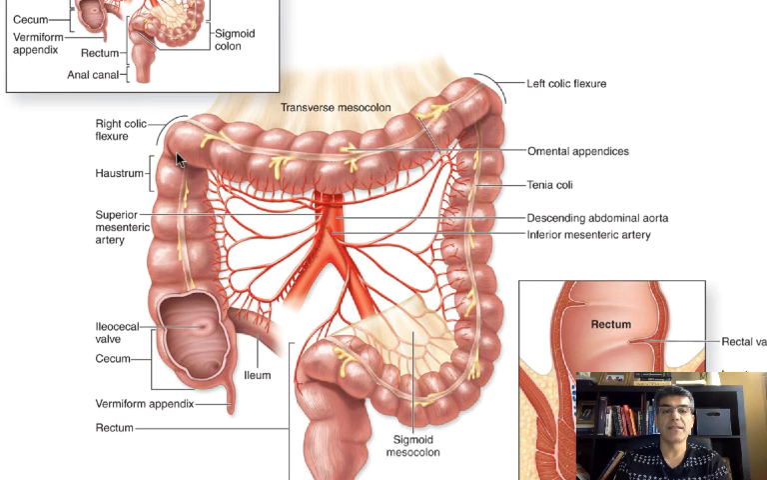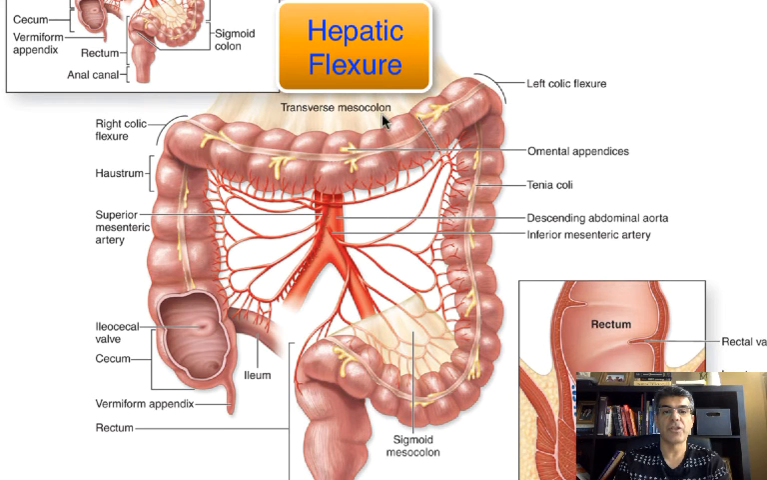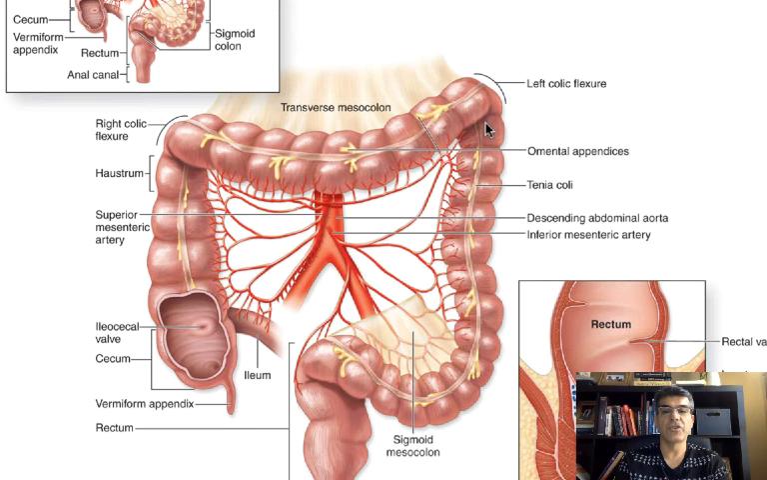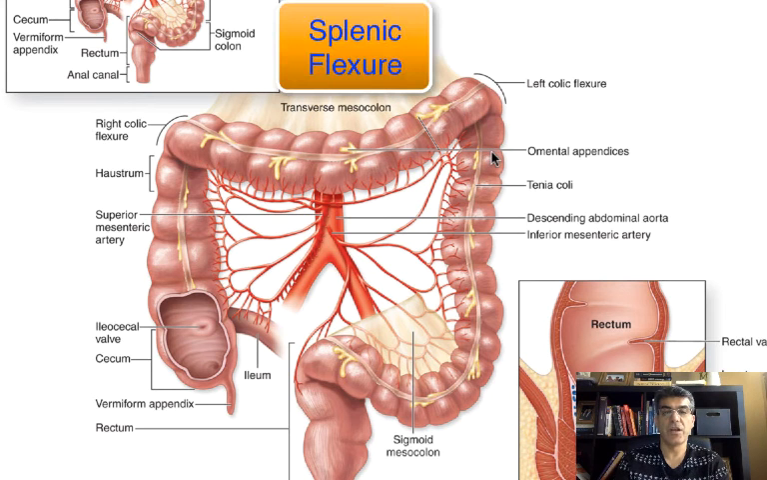As you can see, there are two flexures here. One on the right side, where the ascending colon turns into the transverse colon, is called the right colic flexure. There's another flexure or angle where the transverse colon turns into the descending colon. That is called the left colic flexure. Because the right colic flexure is next to the liver, we call this one the hepatic flexure. Because the left colic flexure is close to the spleen, we call this one the splenic flexure as well.